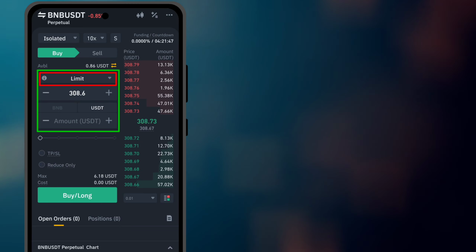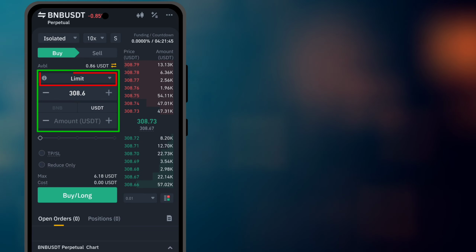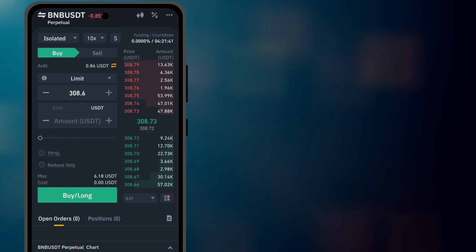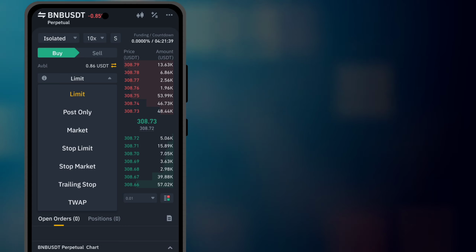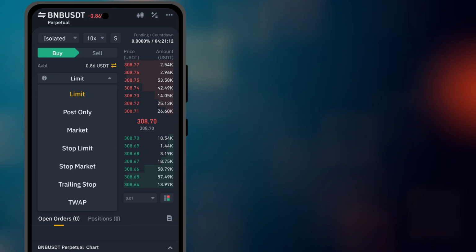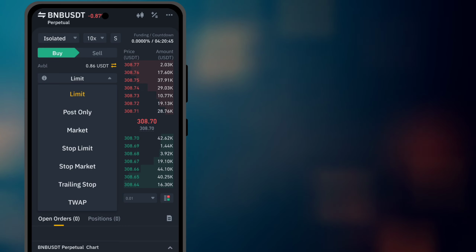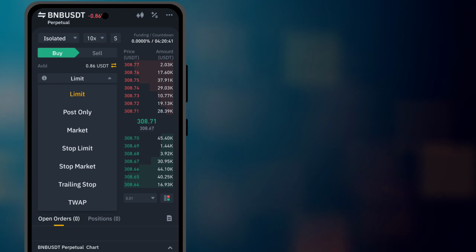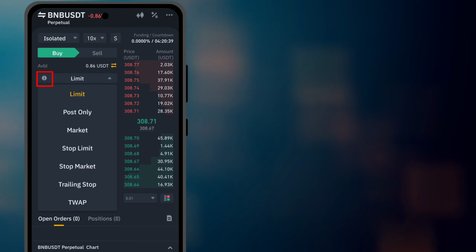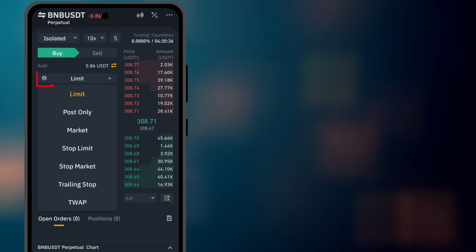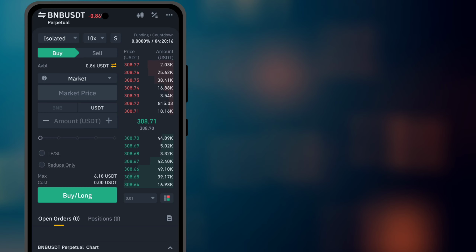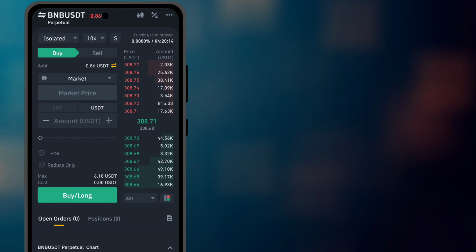This section contains all the market conditions, which are like the limit order, post only order, market order, stop limit, stop market, trailing stop, and the time weighted average price order. And all these orders have their own functionalities on this futures market. So you can just click on this icon to understand more in detail. But for the sake of this video, we'll be focusing on two, which are the limit order and the market order. And these are the two market conditions you'll be using commonly.